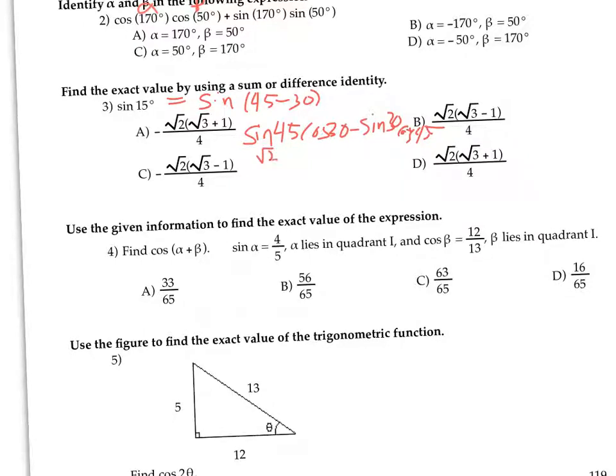Plugging that stuff in, we get sine of 45 is square root of 2 over 2. Cosine of 30 is square root of 3 over 2, minus sine of 30 is going to be a half, and cosine of 45 is going to be the square root of 2 over 2. Doing simplification, we get square root of 6 minus the square root of 2 all over 4. Bada bing.